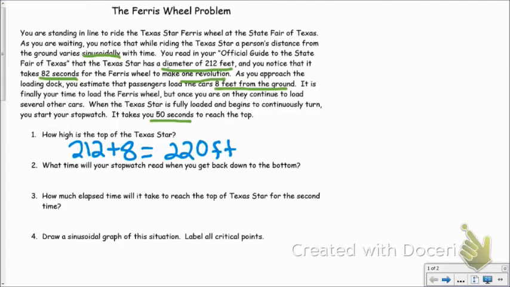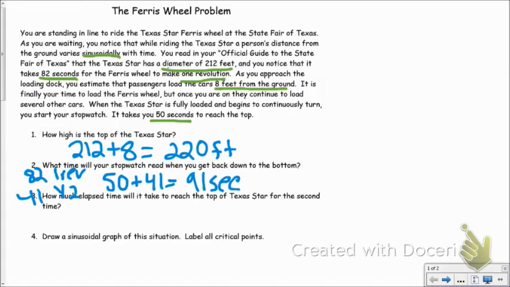Next, I want to figure out what time that stopwatch will read when I get down to the bottom. I know it takes 50 seconds to get to the top. Again, that was a little bit different because I started farther back before I actually continued to go. But if it takes 82 seconds for one revolution, then for half of a revolution, it's going to take 41 seconds. So that means it will take me 91 seconds. It will be at 91 seconds when I am finally back down at the bottom.